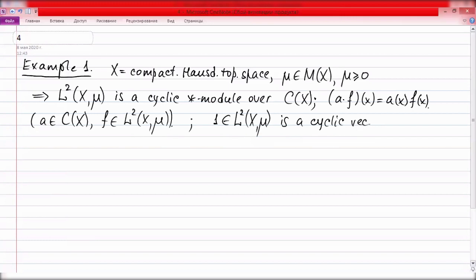And this is essentially equivalent to the fact that C of X is dense in L2 of X. So the canonical map from C of X to L2 of X has dense image. This means precisely that the function which is identically 1 is a cyclic vector for L2 of X mu. We'll see soon that this example is very typical, in the sense that each cyclic star module over C of X is of this form.